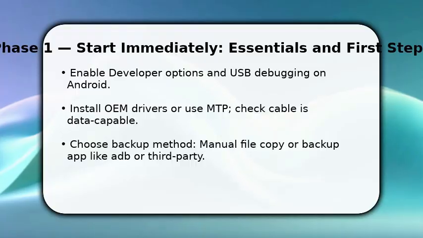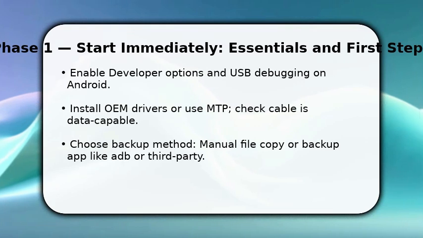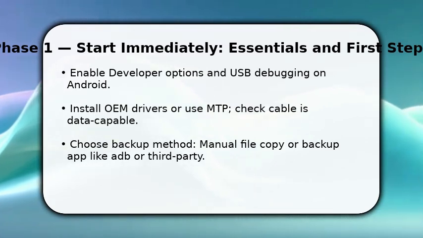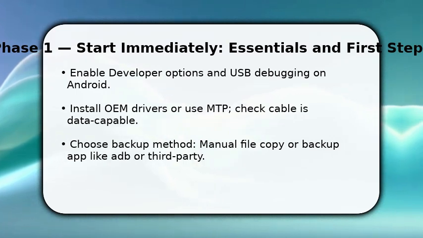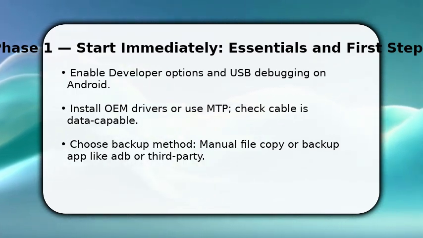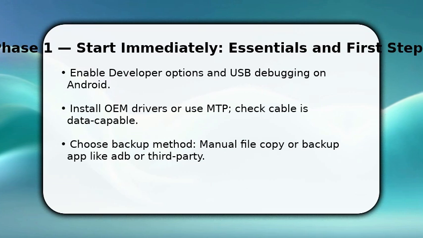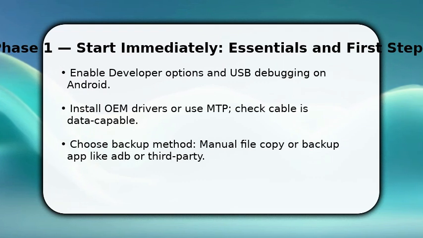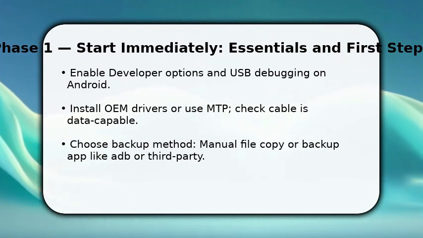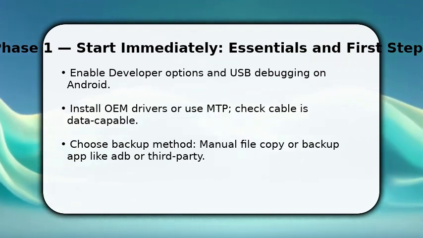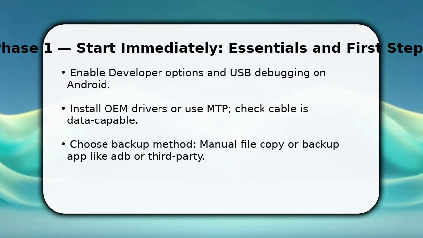Enjoy the video. You start by preparing your phone and PC so the transfer works. Enable developer options, and turn on USB debugging. Next, plug a data-capable USB cable into the phone and PC, and make sure Windows recognizes it as an MTP device. Install OEM drivers if needed. Decide whether you will copy files manually, use ADB for a full image, or run a third-party backup app. Once connected, open File Explorer or a terminal so you can begin transferring right away.